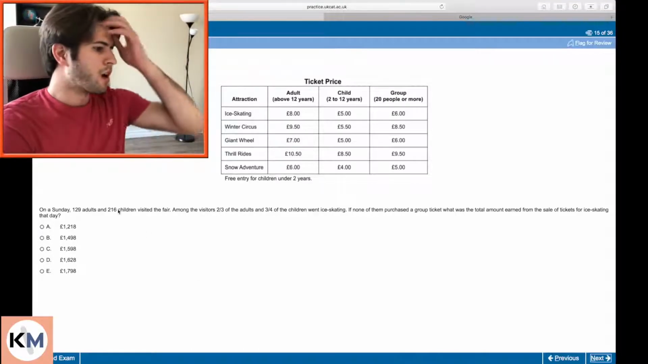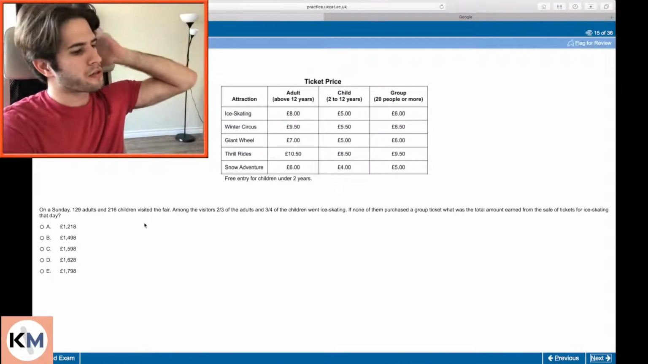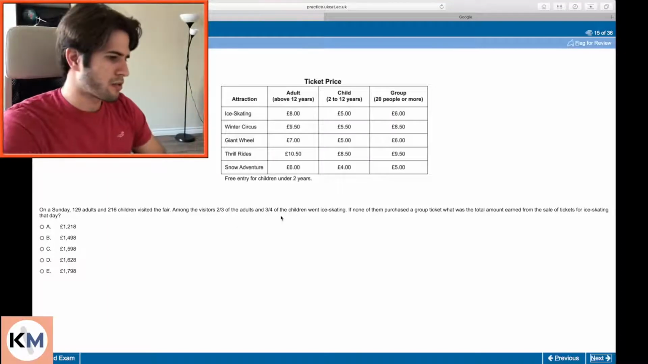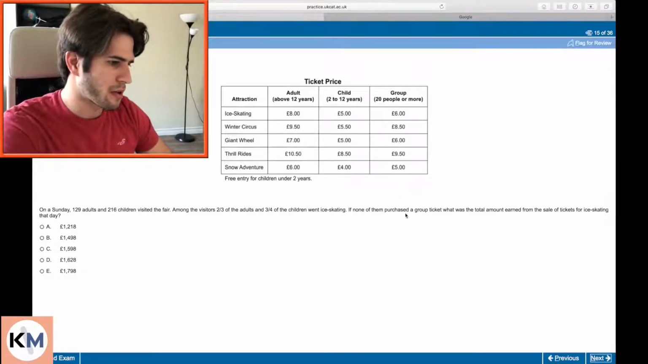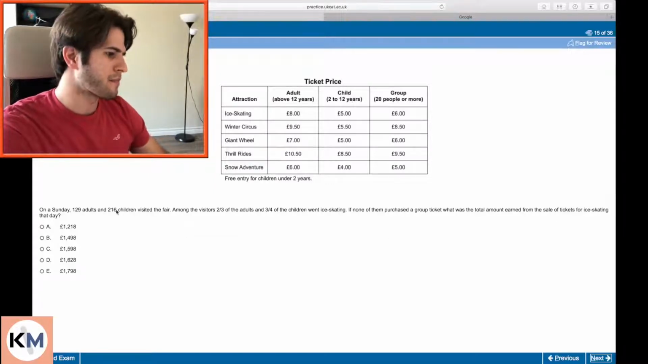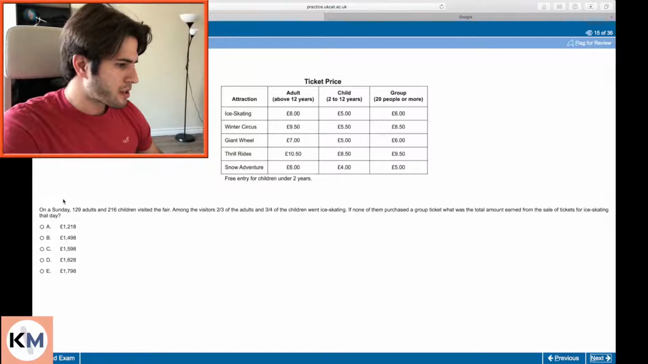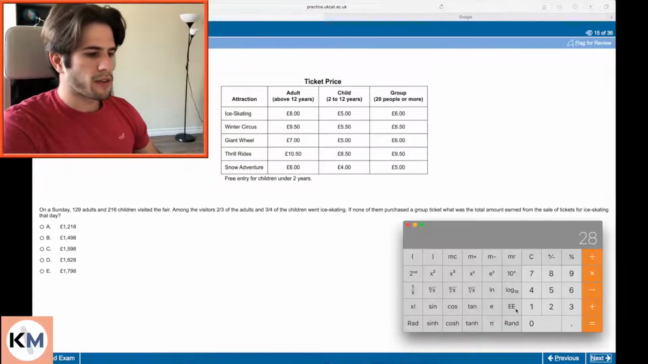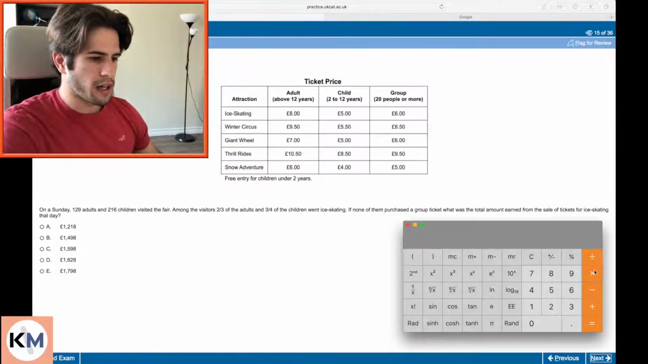Next. On a Sunday, 129 adults and 216 children visited the fair. Among the visitors, 2/3 of adults and 3/4 of children went ice skating. If none of them purchased a group ticket, what was the total amount earned from the sales for ice skating that day? So 2/3 of adults, and there's 129 adults. So first, let's find out what 2/3 of 129 is.